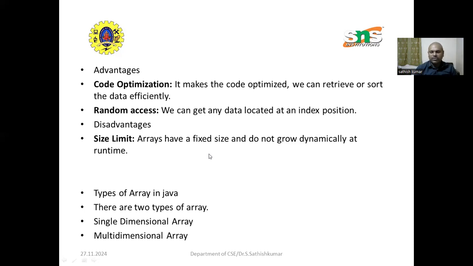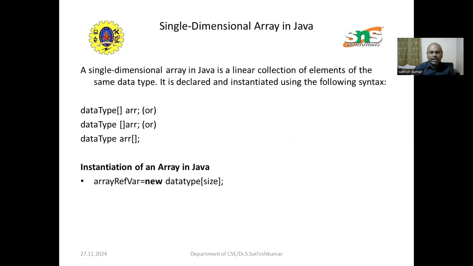Now, the types of arrays in Java. There are two types of arrays: one is the single-dimensional array and the other is the multi-dimensional array. The single-dimensional array is a linear collection of elements of the same data type. It is declared using the following syntax: data type, square brackets, arr, that is the array name; or data type, arr, square brackets. These combinations are the different syntaxes for single-dimensional arrays.